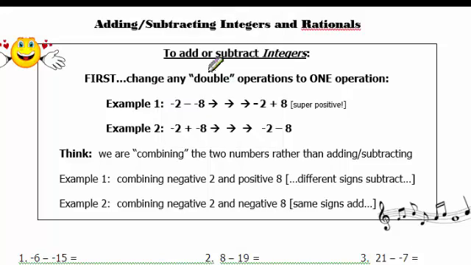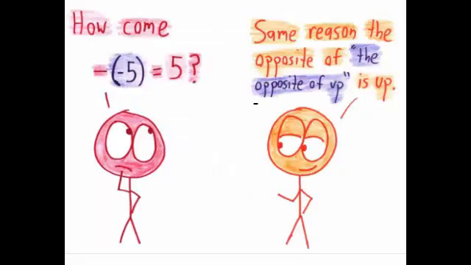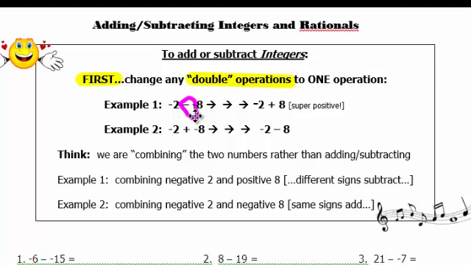First, the first thing you're going to want to do is change any double operations to one operation. Example, let's say that I had negative 2 minus negative 8. It has this double operator here. So I want to change that to a plus. A double negative is known as a super positive. It's like if you say, I ain't got no lunch. Well, if you say, I ain't got no lunch, that means you don't have no lunch, which means you have a lunch. So that's a positive.